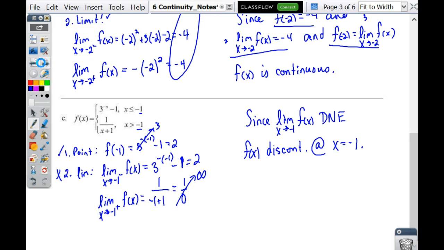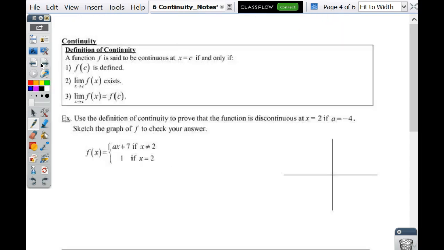What I would like you to do then, after taking a whole whopping 12 minutes of your life so far, that's not bad, is on the next page, do your best to answer the first question on this page. You've already got f of c is defined, limit of x equals c. You've got this. This is all nothing new. I would like you to answer this question.